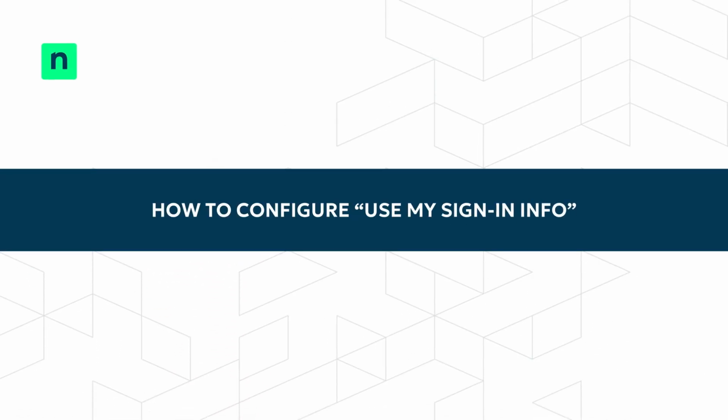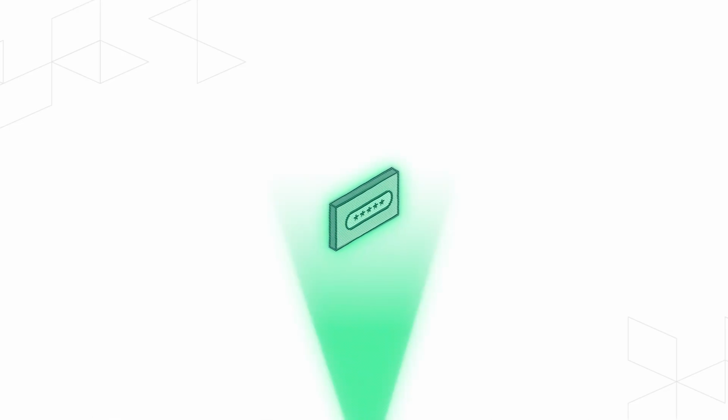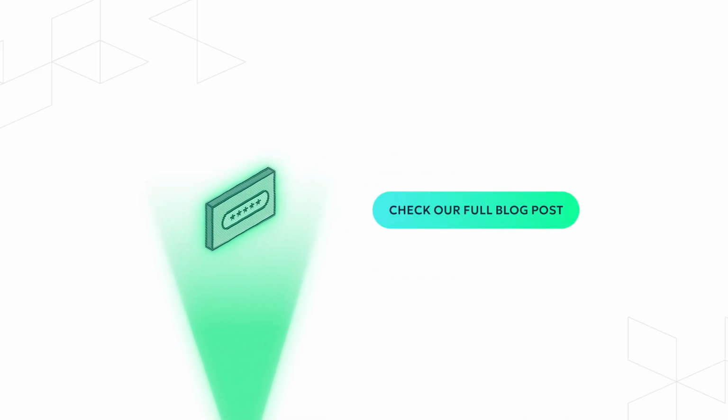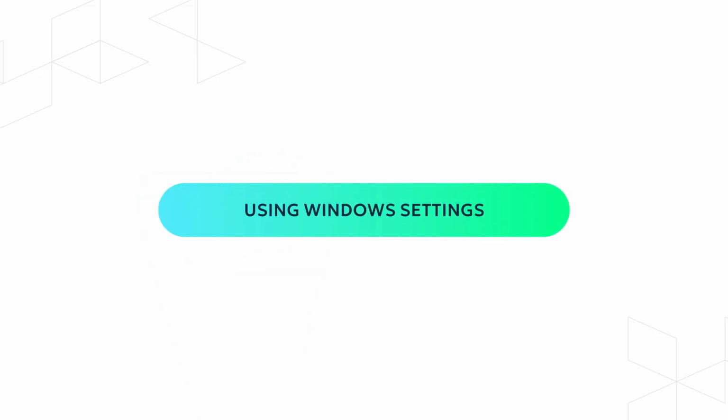How to configure Use My Sign-in Info. There are a few different ways to enable or disable automatic sign-in after a Windows update or restart, depending on your system edition and preferences. Below are 3 common methods, each suited for different user types and environments. Since the steps for each method can be a bit lengthy, be sure to check the full blog post for detailed instructions.